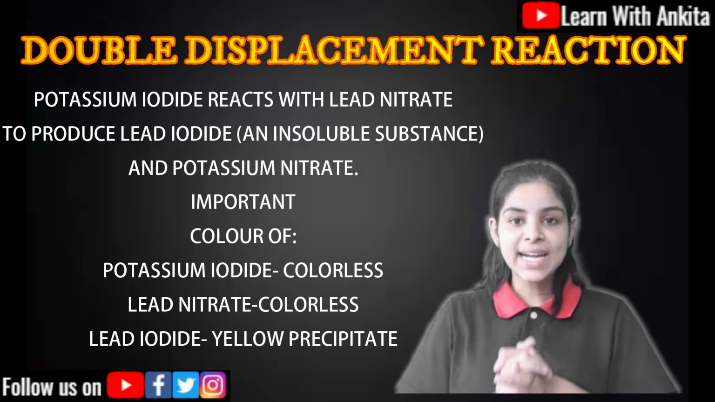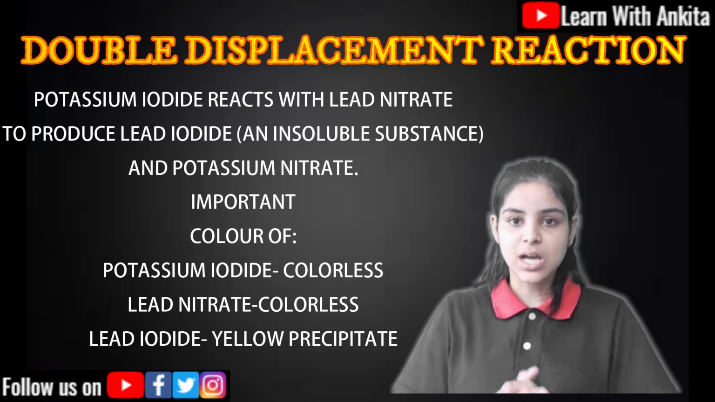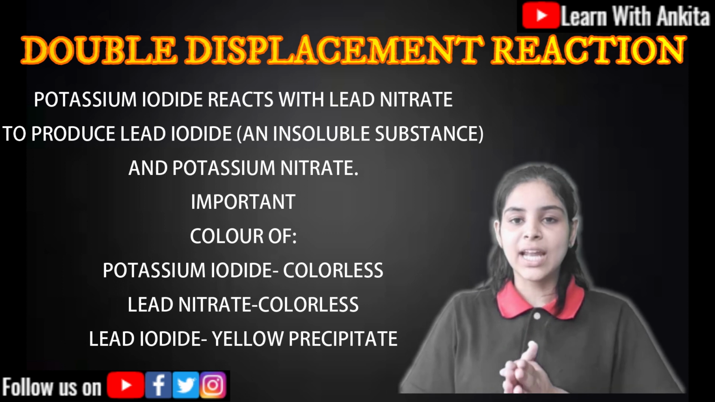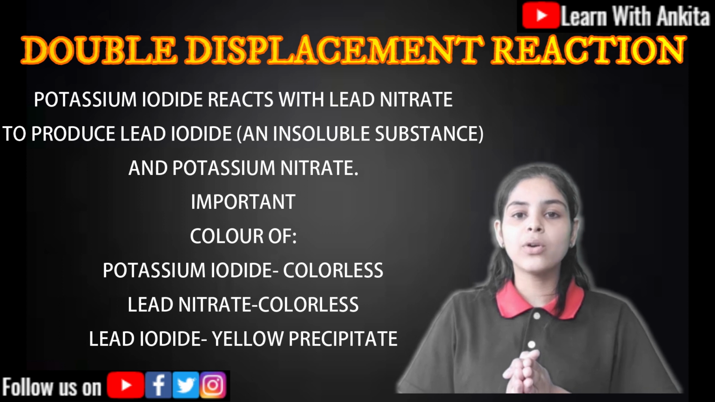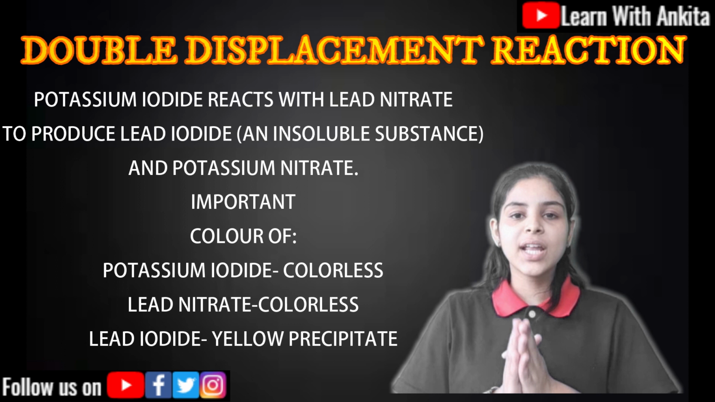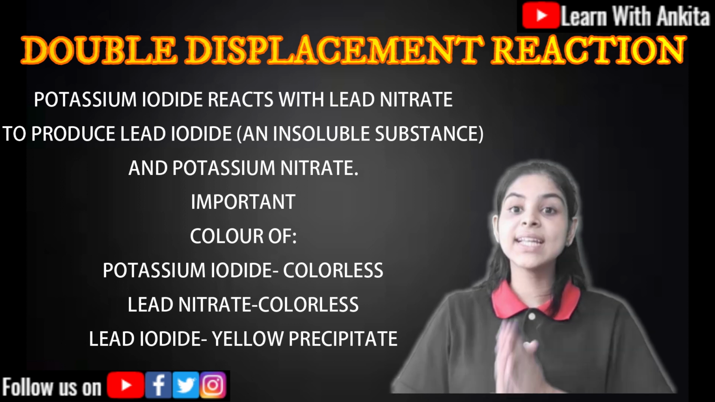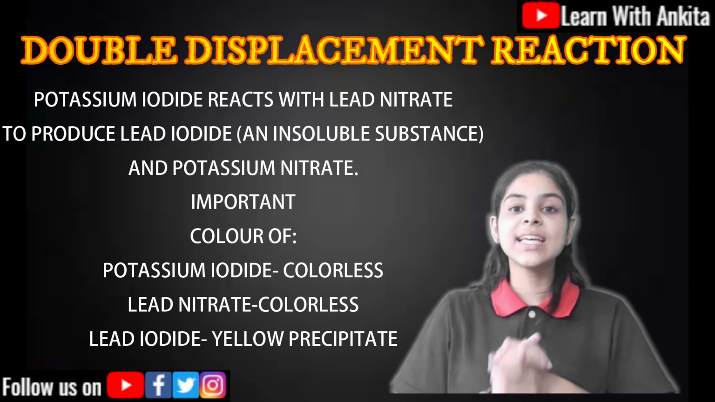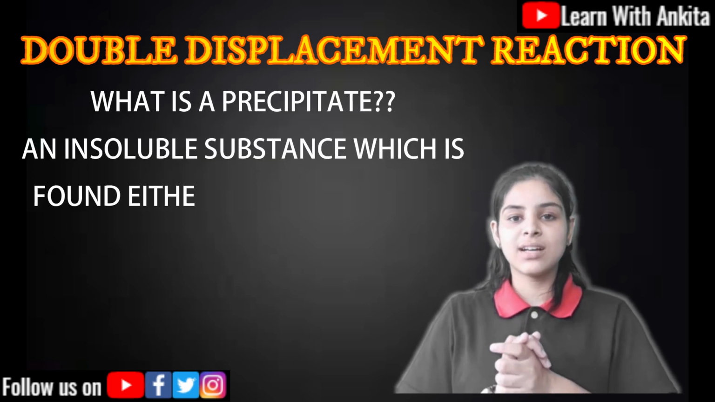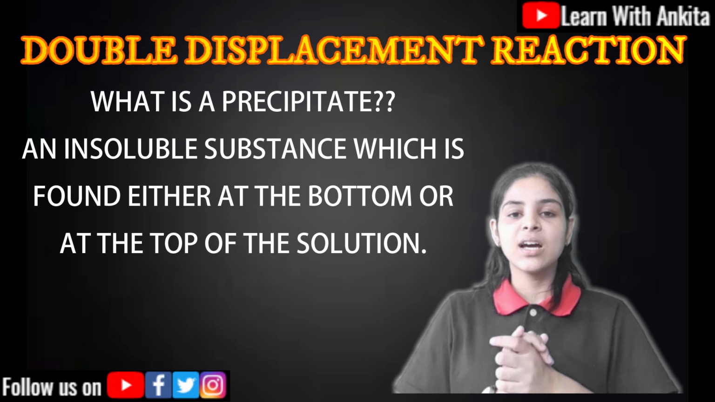Over here, lead iodide is a solid substance, which is an insoluble substance, and it will not dissolve again. And if I talk about the potassium nitrate, it is an aqueous solution. So over here, you can see the lead iodide. It is the yellow precipitate which is being formed over here. Now I'll tell you what is a precipitate.